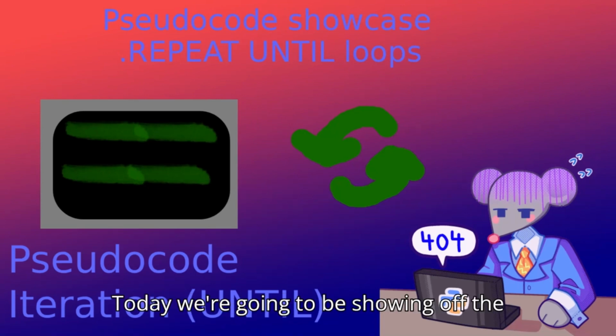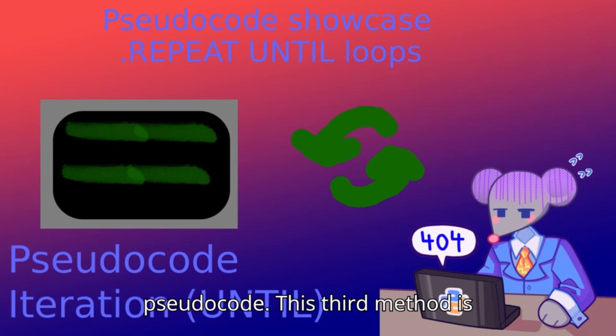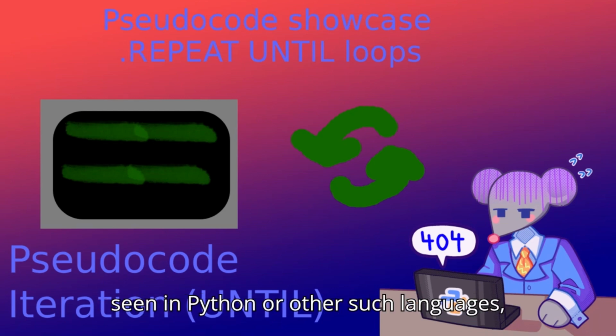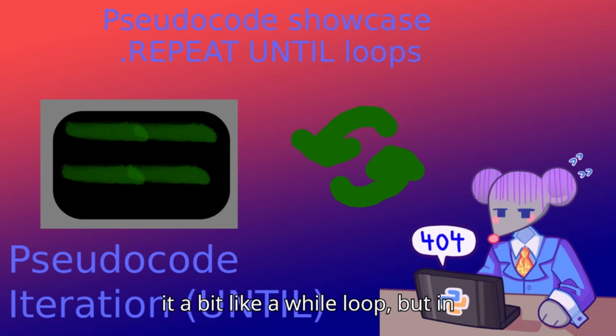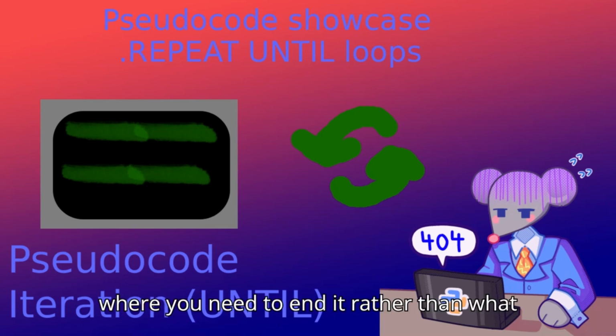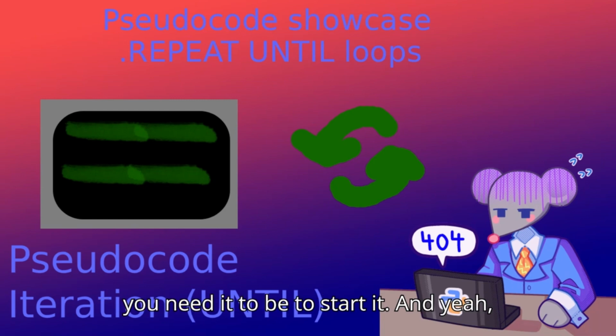Today we're going to be showing off the third method of iteration with pseudocode. This third method is completely unique to pseudocode and not seen in Python or other such languages, and it is a repeat until. You can imagine it a bit like a while loop, but in inverse. So the condition needs to be what you need to end it, rather than what you need it to be to start it. And yeah, unique to pseudocode.